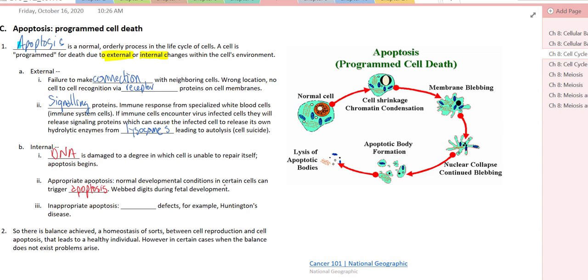And then inappropriate apoptosis. So by appropriate, we're saying like this normal process by which cell death occurs, creating our digits. Inappropriate apoptosis is essentially genetic defects, like in, say, Huntington's disease, in which you get apoptosis occurring where it should not. So basically, this is neurons that undergo apoptosis when they shouldn't.